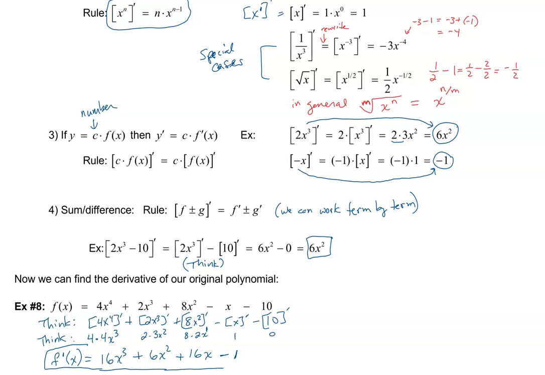10 minutes ago, we didn't know how to do this. And now you know how to take the derivative of any polynomial. So f prime of x is equal to 16x cubed plus 6x squared plus 16x minus 1. And if you prefer the df dx notation, I'm totally fine with that. And I think I'll stop this part and we'll come back with a third part with more practice.